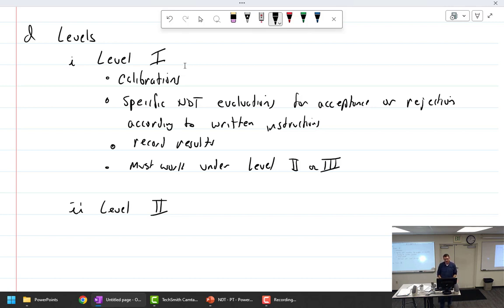Now we see a little bit different, don't we? So instead of just written instructions, this one is doing it too. Level 2 is calibrate and interpret results. Interpret and evaluate. We did not have interpret and evaluate for level 1. We had evaluate for acceptance or reject, but now we have interpret and evaluate, which is a deeper level, with respect to applicable codes. So now you have to know the codes that you're working with, standards, and specifications.